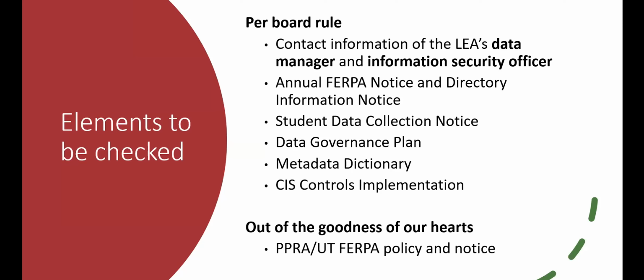So first of all, our board rule right now lists certain elements that need to be collected. We need to know each year who is in charge of data privacy. So who is the data manager, and who's in charge of security, who's your information security officer. Under FERPA, there are 2 notices that are required. That would be your annual notice and the directory information notice. Our state law requires a data collection notice, a data governance plan, a metadata dictionary.